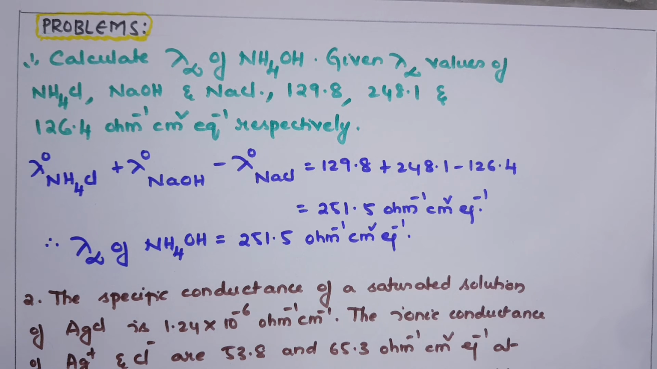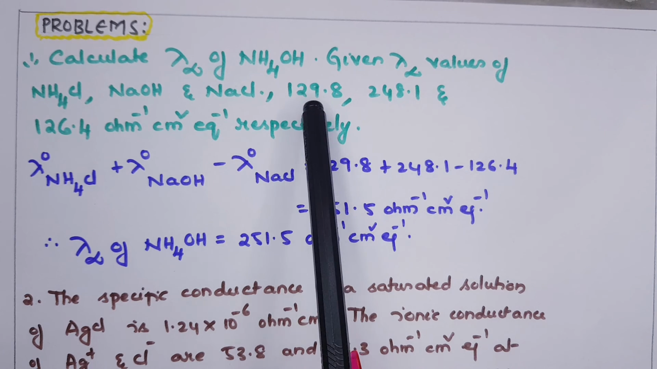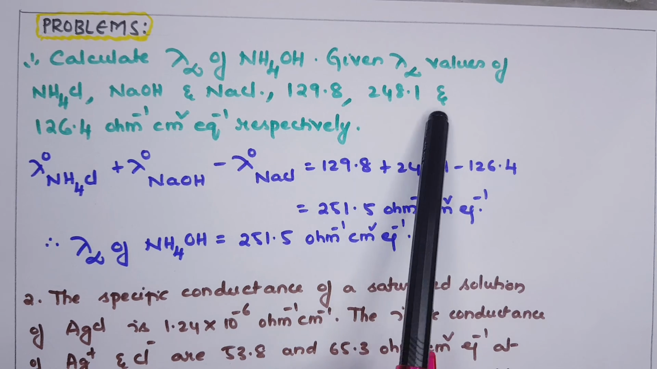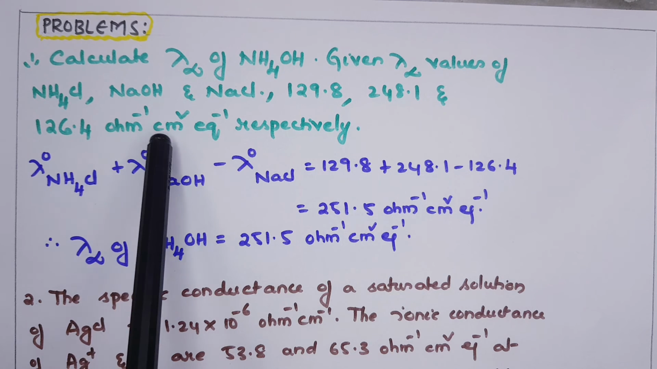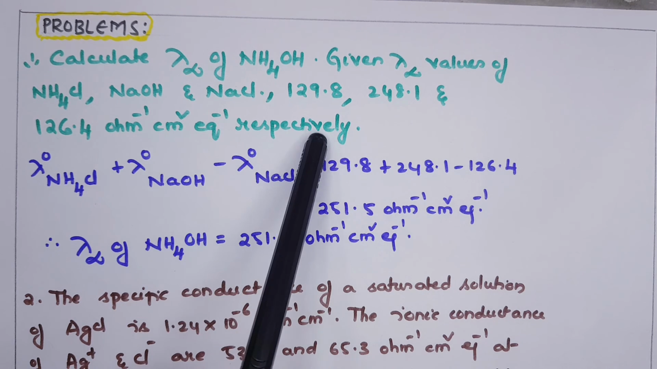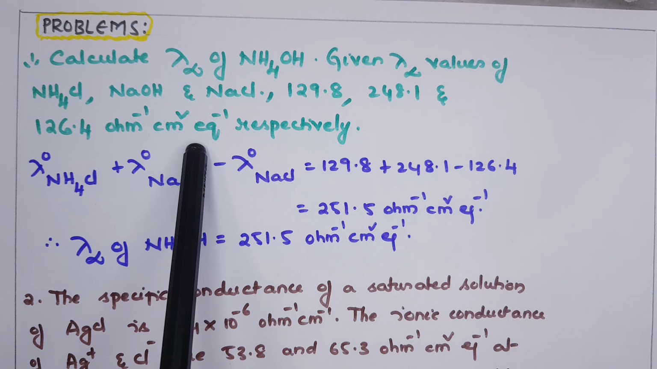Okay. Problem number 1. Calculate lambda infinity of NH4OH, that means equivalent conductance of NH4OH at infinite dilution, given lambda infinity values of NH4Cl, NaOH and NaCl. The equivalent conductivity values of NH4Cl, NaOH, NaCl at infinite dilution are given as 129.8, 248.1 and 126.4 ohm inverse centimeter square equivalent inverse respectively. These are the units of equivalent conductance, students.